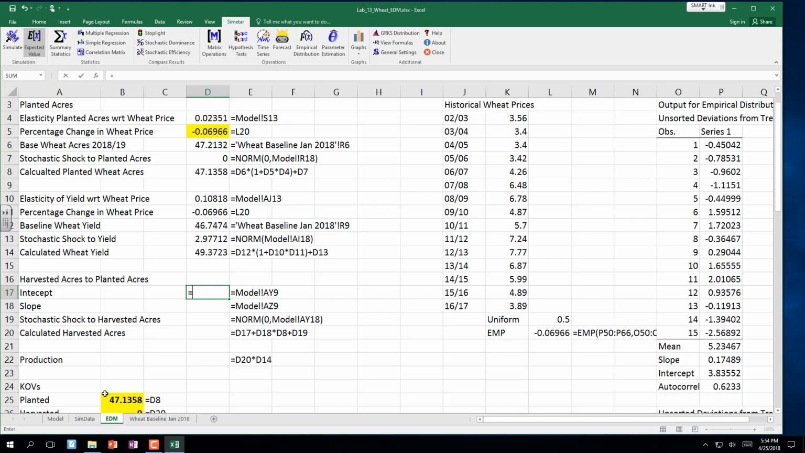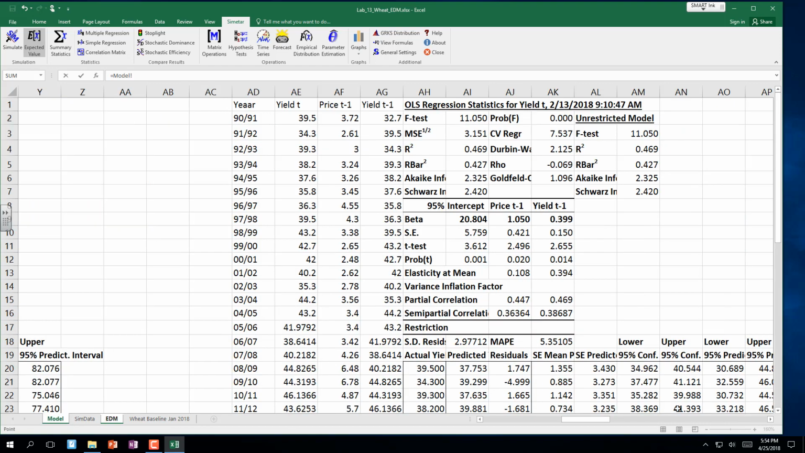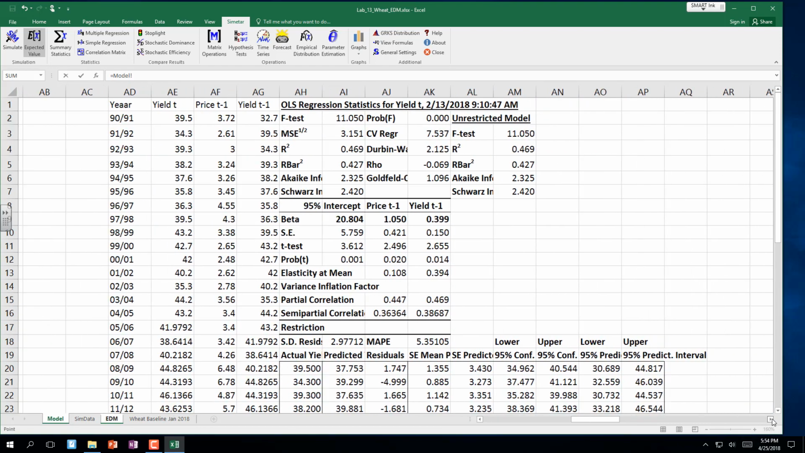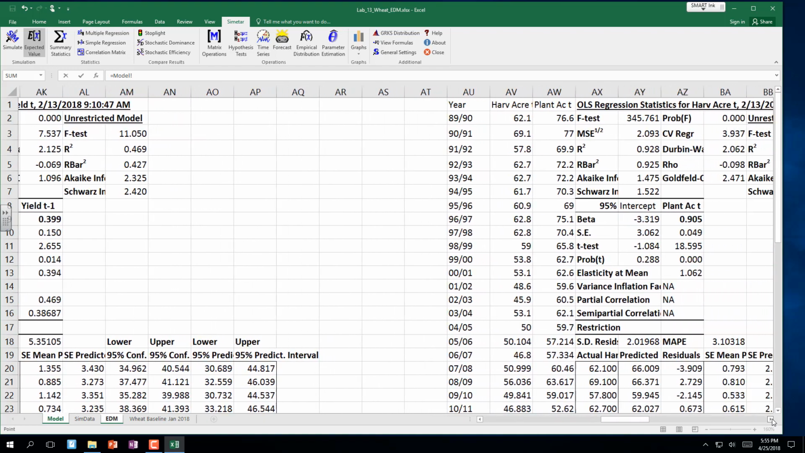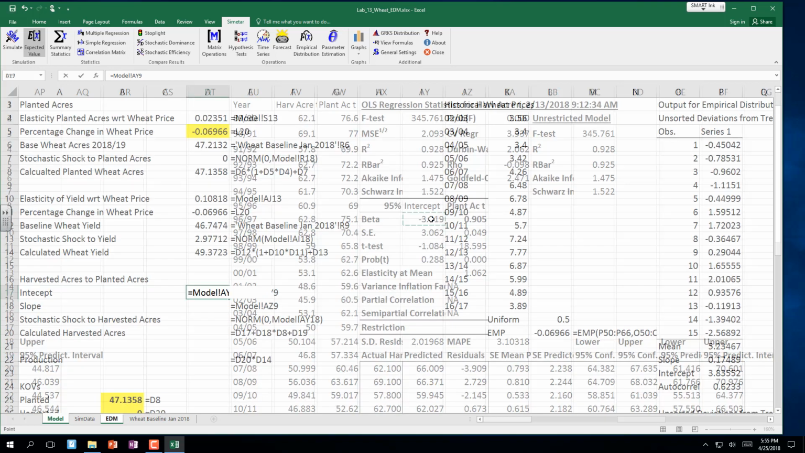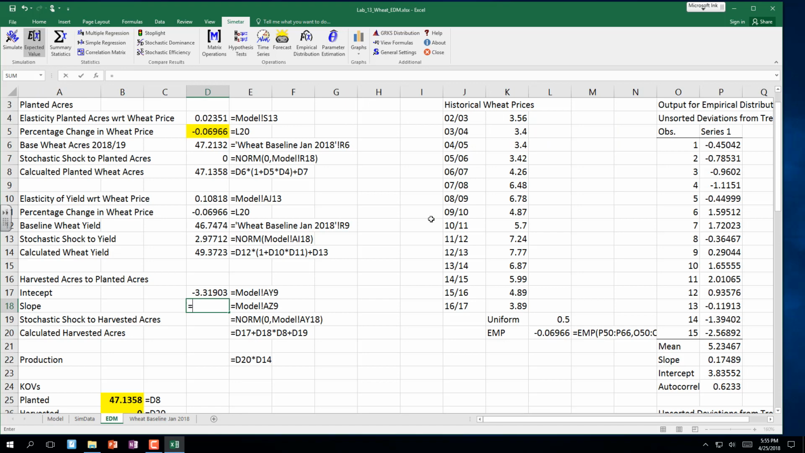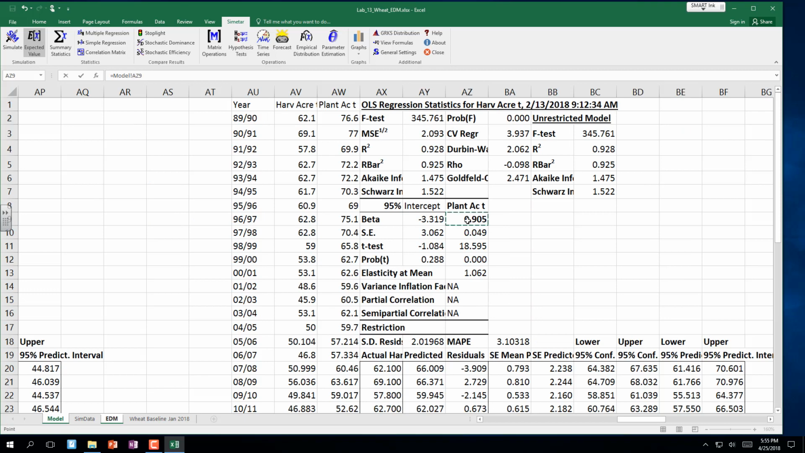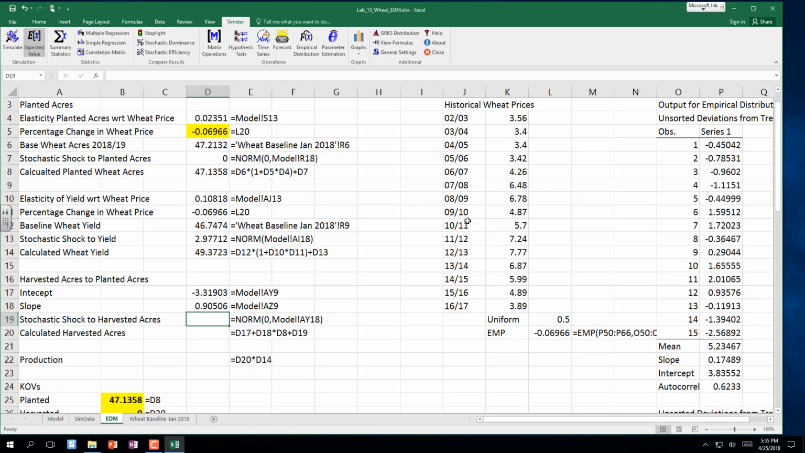So I'm just going to go get that intercept and slope from that model that we have. So it's equal to the model. And if we remember in that homework, we actually estimated the relationship between planted and harvested acres. It had an intercept at AY9, and it has a slope value at AZ9 in the model. Okay. And then we have a standard deviation over there too.